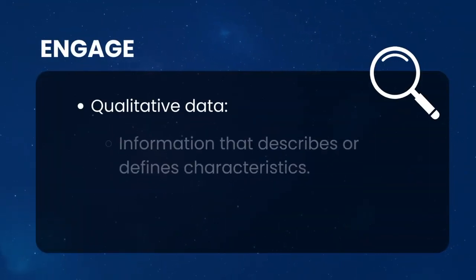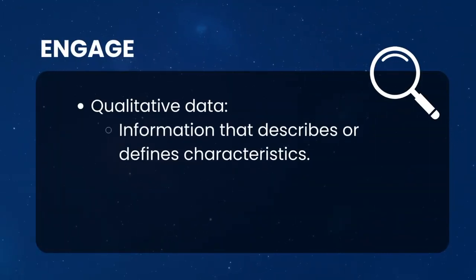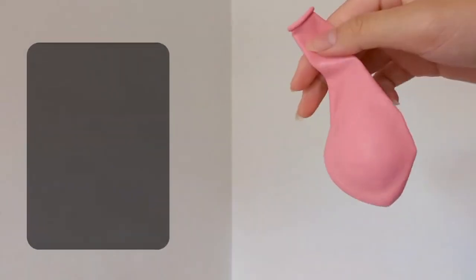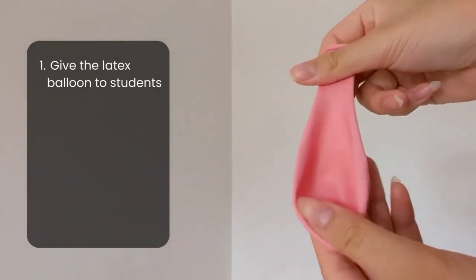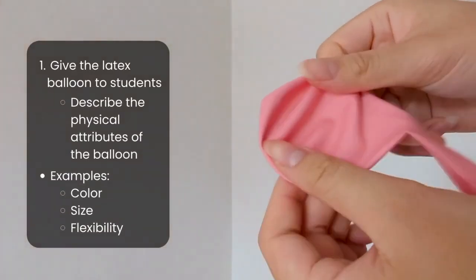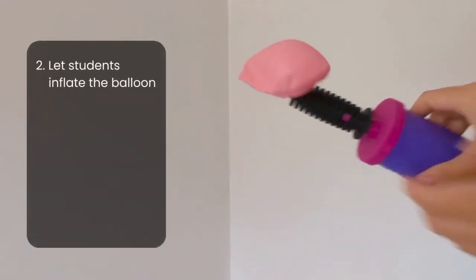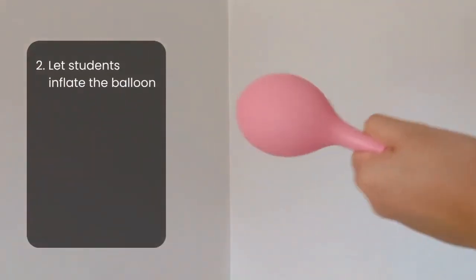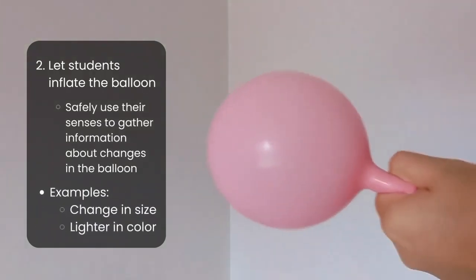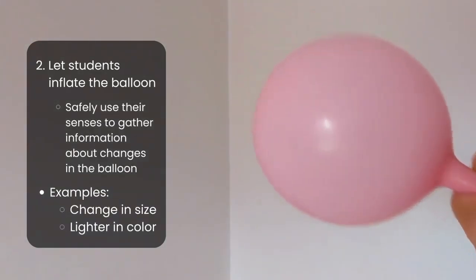To start this experiment, have students engage in qualitative data, which is information that describes or defines characteristics, allowing students to draw inferences and discover patterns. First, give the latex balloon to each group and ask students to describe the physical attributes of the balloon in their science notebooks. Second, using a balloon pump, one student in the group should inflate the balloon while other students safely use their senses to gather information about changes in the balloon as it inflates.